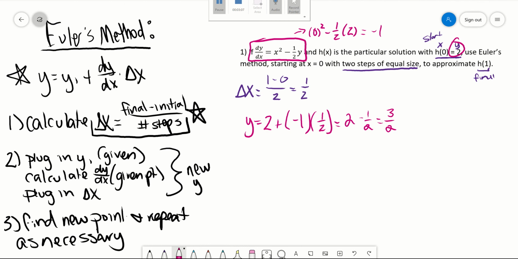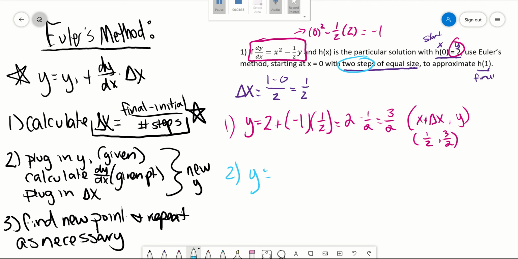So now you find your new point. So your new point is you do x plus delta x, and then you do your new y value. So x was initially 0, delta x is 1/2, so 0 plus 1/2 is 1/2, and then your new y value was 3/2. Now repeat as necessary. It says we are doing 2 steps. So that is 1 step, so this will be 2 steps and then we'll be done.